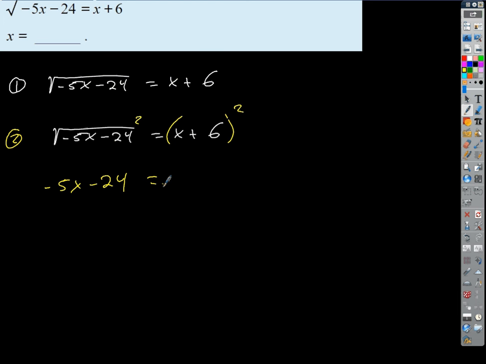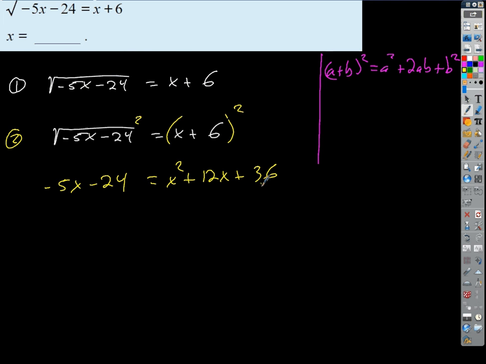It's more complicated. So like I say, you could either just multiply that out, or hopefully you remember the pattern. What's the pattern for a squared? a squared plus 2ab plus b squared. So hopefully you remember the pattern. If not, just multiply it out. It's fine. Either way, what am I going to get? a is x, b is 6. So I'm going to get x squared, what's 2 times x times 6? 12x plus 36. Okay.